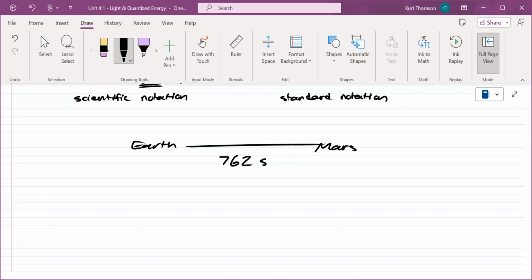What would you do? What math would you do? 762 times 2. Now divide that by 60. See how many minutes that is. 25.4 minutes. That is not 25 minutes and 40 seconds. That's just 25.4 minutes. It takes about 25 minutes for a round trip conversation on Mars to go.